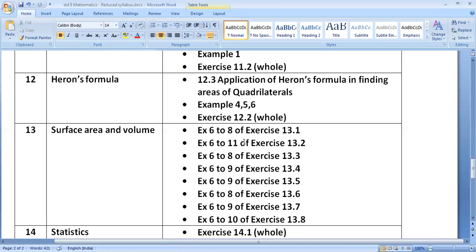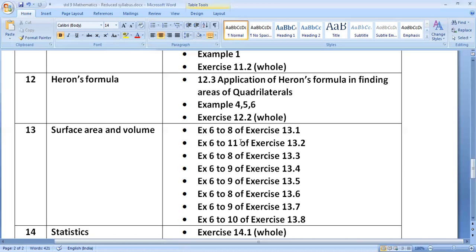Page number 214, 13.3, surface area of right circular cylinder. Prepare the formula. Curved surface area of cylinder 2 pi r h, 215. Total surface area of cylinder 2 pi r into bracket r plus h. 216 page number, example 3 is included. Exercise 13.2, question numbers 1, 2, 3, 4 and 5 are included. 6, 7, 8, 9, 10, 11 on page number 217 are excluded. Exercise 13.2, sums 6 to 11 are excluded.